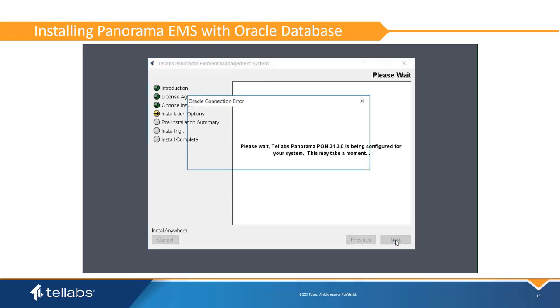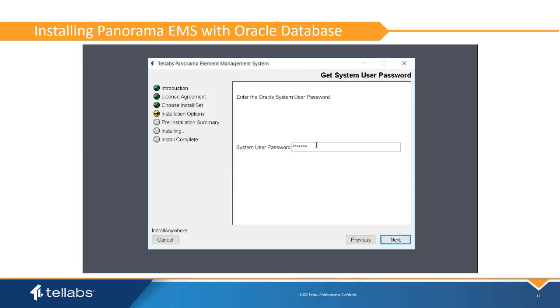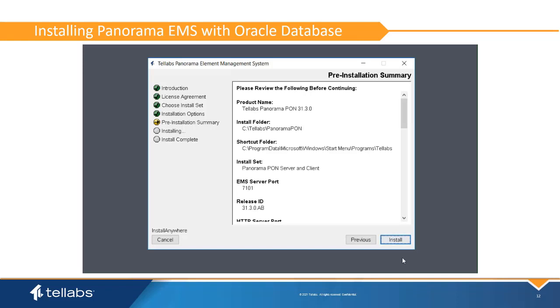In an initial install, the Oracle Connection error box appears. Select Create Users. In the Get System Users Password dialog, enter the password for the Oracle System User. The default here is Tellabs, all lowercase. Continue the rest of the install.